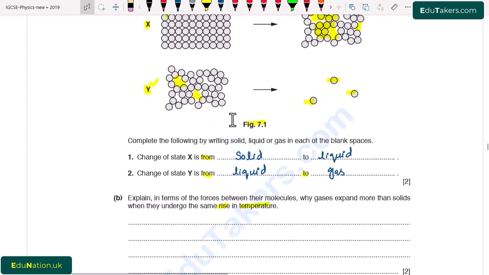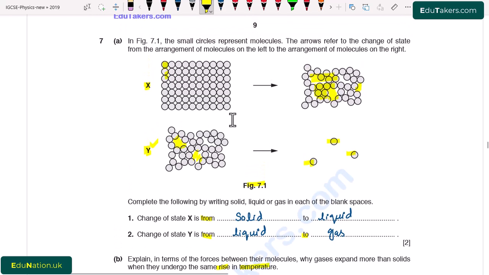So going back to the diagram again, we can see that this is a solid, this is liquid, and gas. The molecules of solid are very close to each other, and there is a very small distance between these molecules. And these molecules are held by stronger attractive forces.